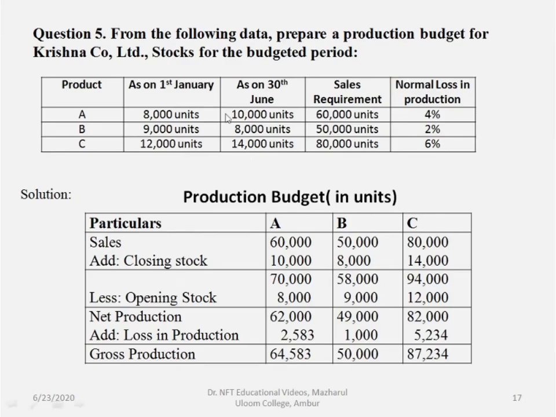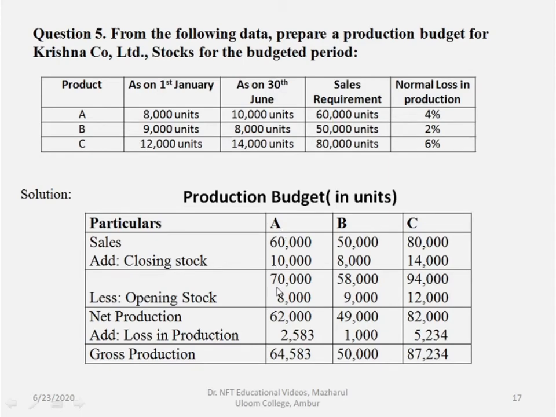Now question number 5. From the following data, prepare a production budget for Krishna Company Limited. Stocks for the budgeted period are given for A, B, C, 3 products. Opening stock, closing stock, sales requirements and normal loss percentage are given. So they have asked us to prepare the production budget. Here we'll first record the sales units 60,000, 50,000 and 80,000. Along with that we have to add the closing stock. Closing stock is 10,000, 8,000 and 14,000, which is recorded here.